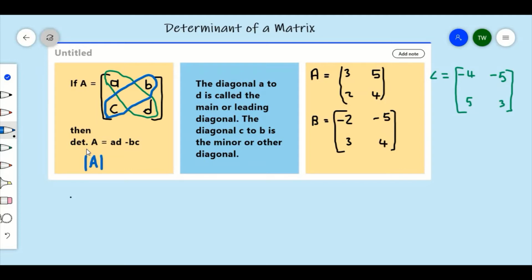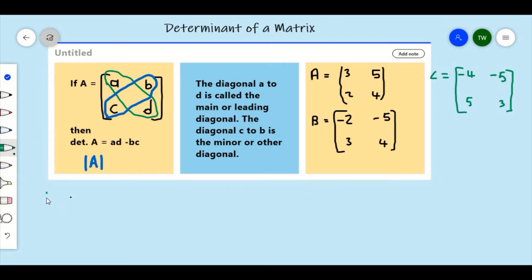Now, here I have three examples. I have matrix A over here, which is 3, 5, 2, 4. Matrix B, which is -2, -5, 3, 4. And matrix C, which is -4, -5, 5, and 3. And what we're going to do, we're going to actually find the determinant of each matrix. So let's look at matrix A first.